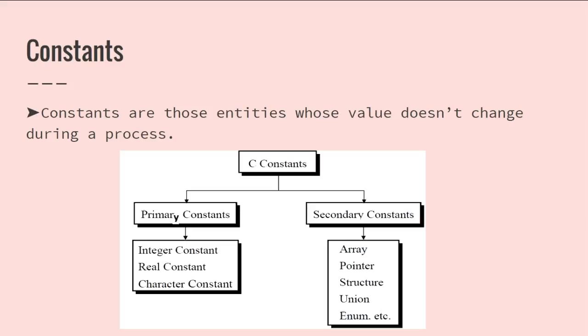Let us see what a constant is. Constants are those entities whose value doesn't change during a process. See the classification of constants. C constants are divided into two: primary constants and secondary constants. Primary constants include integer constant, real constant, and character constant. After this we are going to see the rules to construct these three types of constants. Secondary constants include array, pointer, structure, union, and enum. As we proceed through our tutorials, we'll learn all these things, so don't worry about it now.